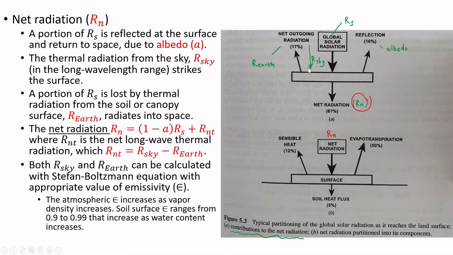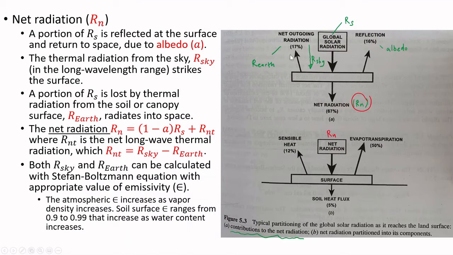Okay, so R sky is the radiation coming from the sky onto the Earth. And R Earth is the radiation emitted from the Earth after absorbing the global solar radiation. So normally the R Earth is greater than the R sky. Alright, so this value Rnt, you call it net radiation loss. Normally this value is negative. Both R sky and R Earth can be calculated with the Stefan-Boltzmann equation with appropriate value of emissivity, which in this case is epsilon.